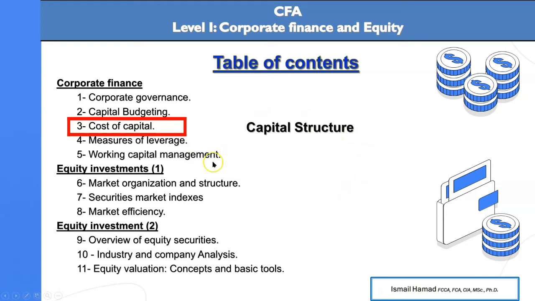There is some theoretical background behind this, but I'm not going to go into detail, because this will be in level 2 and level 3. Why we can't take debt indefinitely, since debt is cheap, is a theoretical discussion. I leave it to level 2 and 3.